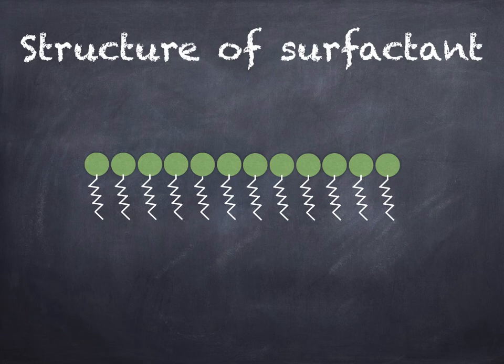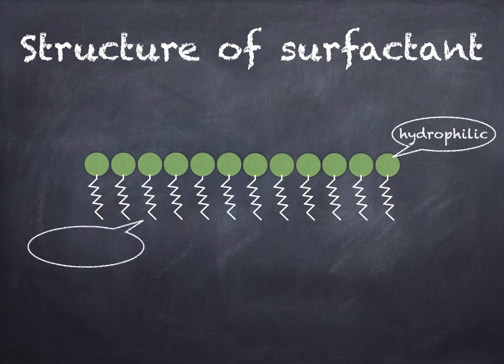The head of the surfactant can easily combine with water molecules, which we call hydrophilic. In contrast, the tail of the surfactant is more willing to group with the oil molecules, which we call hydrophobic.